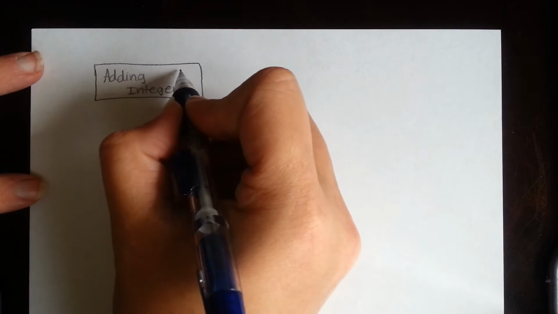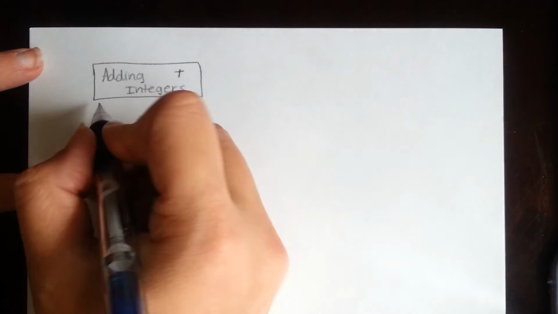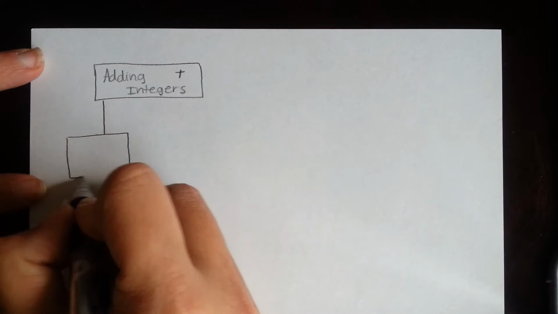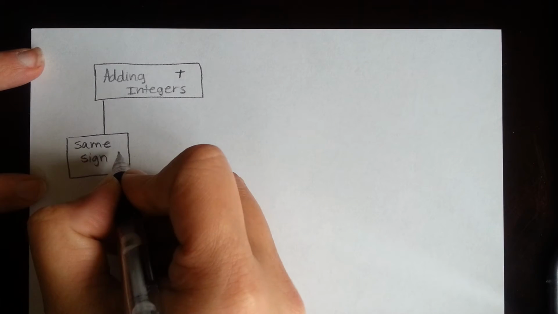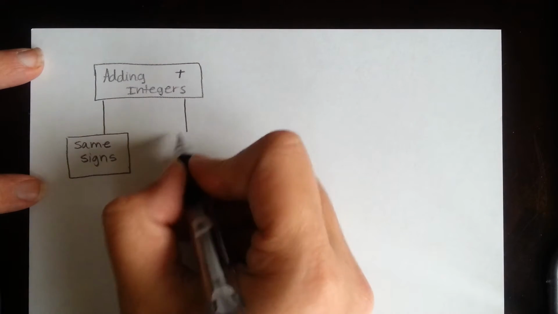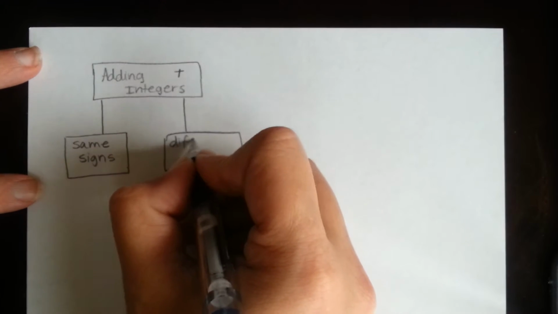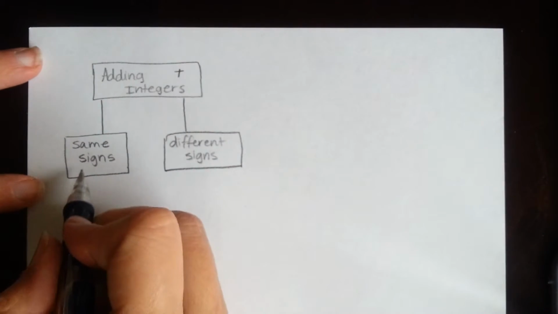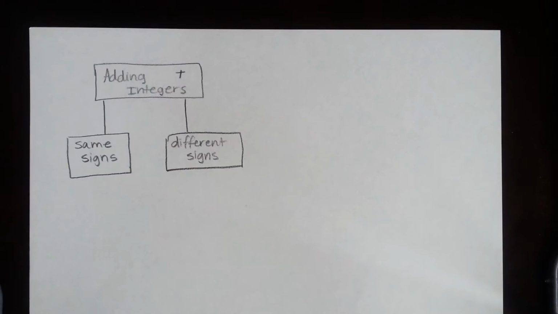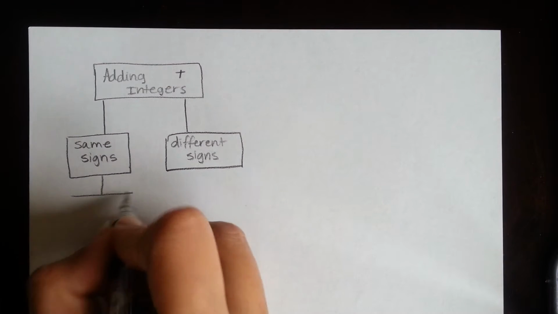Now when we're adding integers, that means the operation itself is addition. And we want to look at the signs that are associated with it. So either the two things that we're trying to add have the same signs, or they have different signs. When I'm talking about signs, I'm talking about whether it's a positive or a negative number. If they have the same signs, what we're going to do is add the numbers together and keep the sign.